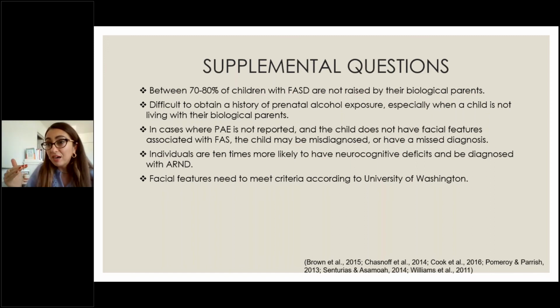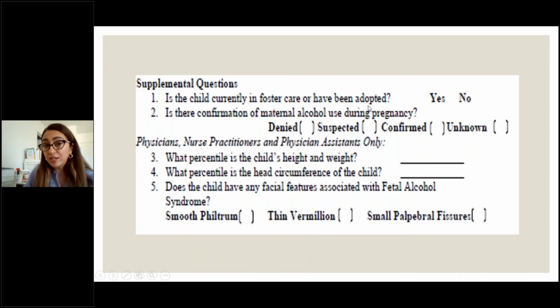But if they are there, of course, we will move on the spectrum to partial FAS or FAS. So the supplemental questions are: is the child in foster care or have been adopted? Well, that will help to capture a lot of kids. And is there confirmation of use during pregnancy: denied, suspected, confirmed, or unknown?